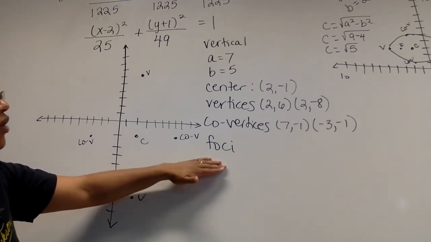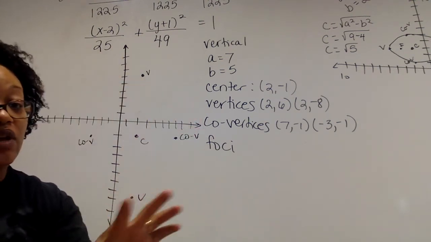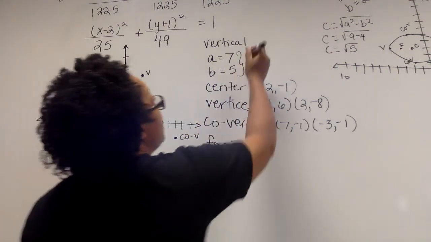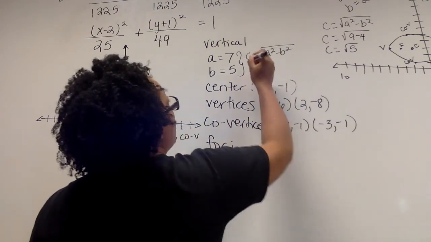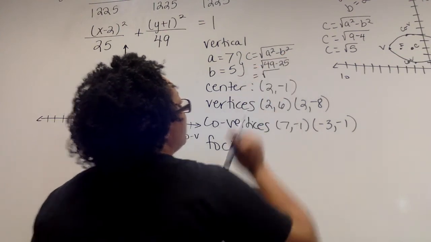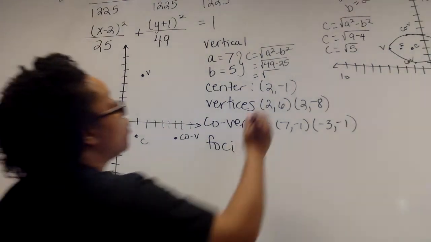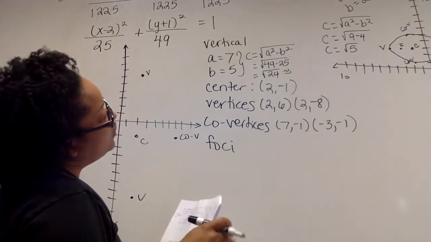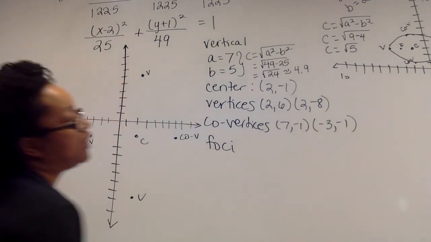Now your focus points, that's where the C comes in, the distance C. So before we go any further, we need to find our C. If this is my A and B right here, you've got to remember that C squared is A squared minus B squared. Well, that's going to be 49 minus 25, which is 24. And if you take the approximate square root, that should be a little under 5. So we'll say about 4.9.